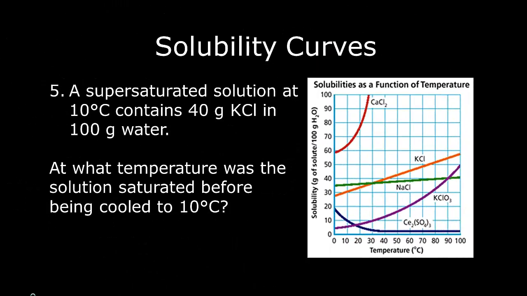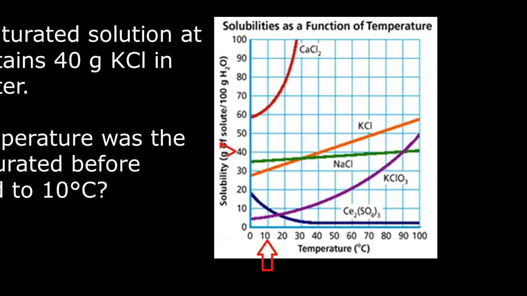Number 5. A supersaturated solution, that's an indicator right now that the data that we're getting in here is above the line. It's supersaturated. And it's at 10 degrees and it contains 40 grams of potassium chloride. So we're going to go to 10 degrees and 40 grams. And sure enough, it is above the line of KCl. At what temperature was the solution saturated before being cooled to 10 degrees?